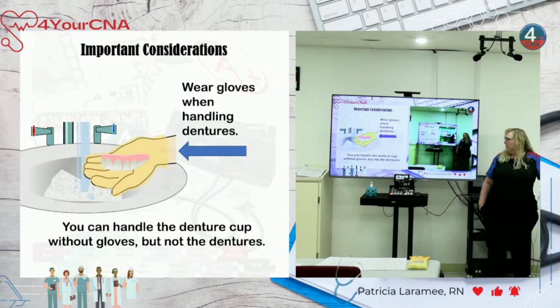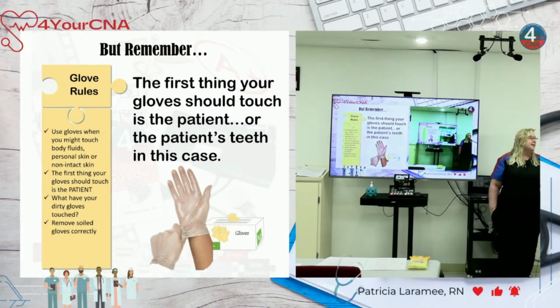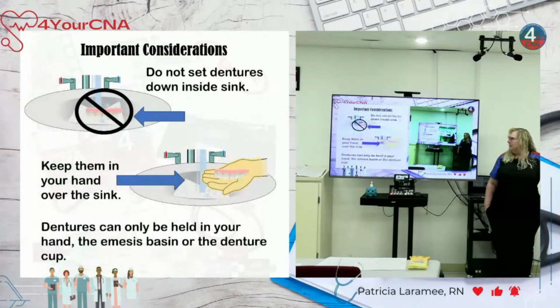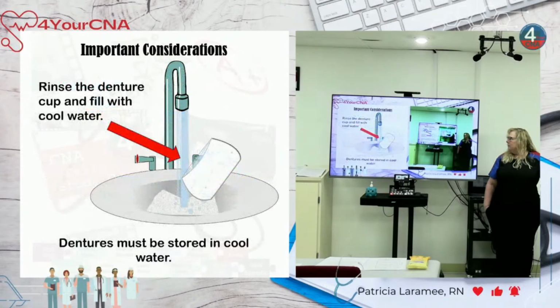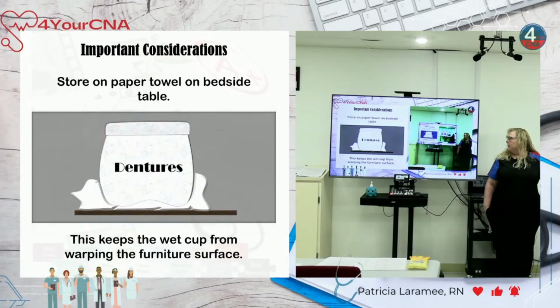We want to wear gloves when we handle the dentures. And the first thing your gloves should touch is the patient, or in this case, the thing that came out of the patient, which is the dentures. And then we'll brush all surfaces, being careful not to drop the dentures. We don't want to set those dentures down inside the sink. That sink isn't clean. So we want to keep them in our hand over the sink. And then we're going to rinse the denture cup and fill it with cool water so we can put the clean dentures in the denture cup to hold. And we'll put the lid back on as well. We'll set them on a paper towel on the bedside table.